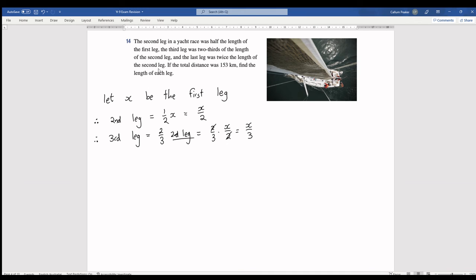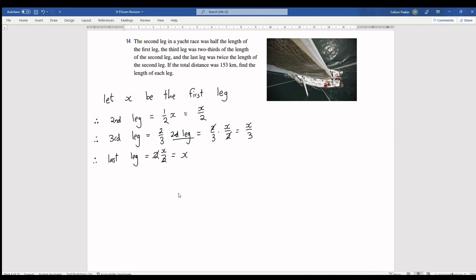And I can cancel my x's here, and that just tells me that the third leg is x divided by 3. And finally, we're told the last leg is twice the length of the second leg. Also, so therefore, last leg is equal to twice the second leg, which we know is this value. So that's x divided by 2. 2 cancels, and that just gives me x. Okay, so we've defined all of these legs in terms of the first leg.